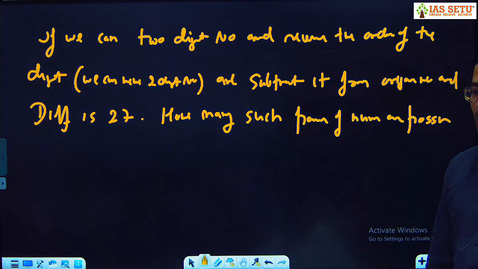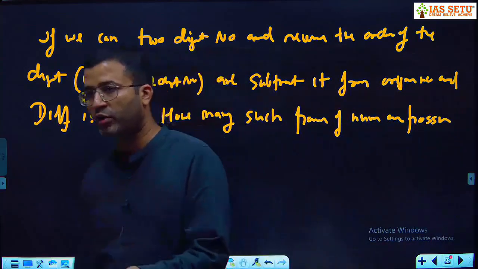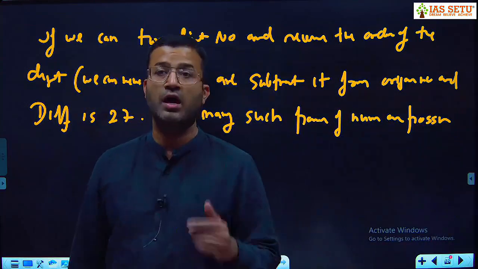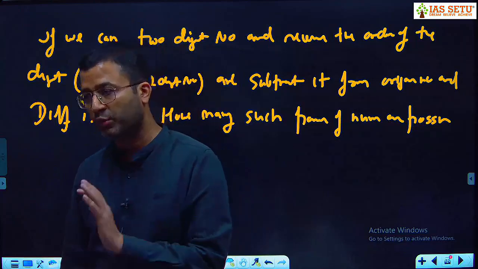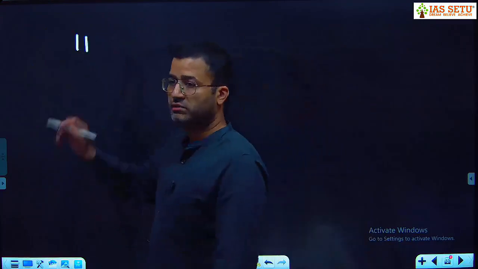Okay. Are you getting the question? We take a two-digit number, reverse the order, and subtract from the original number. The difference comes to 27. How many such pairs of numbers are possible? Step number 1, for this type of question, you take the first value, 11.